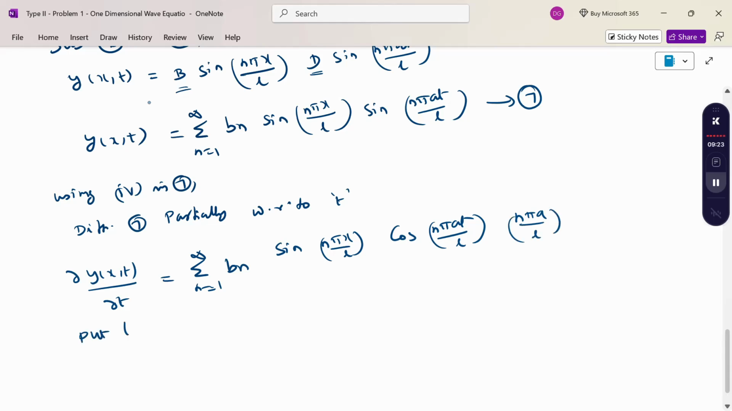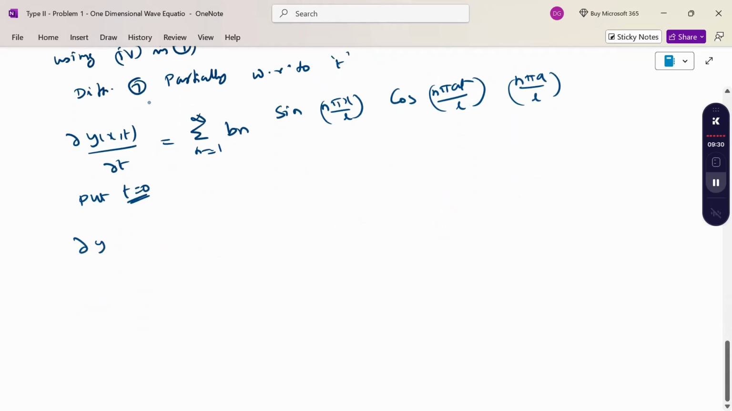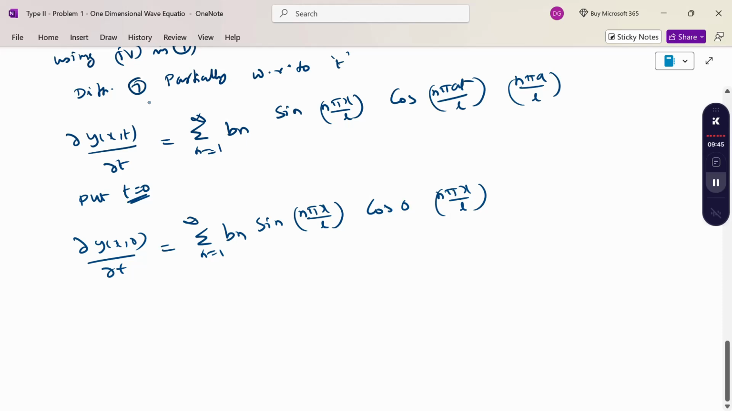Now put t equal to 0. Substituting t equal to 0, dy/dt equals the sum from n equals 1 to infinity of bn sin(n pi x by L) cos 0, times n pi a by L. For the left hand side, the initial non-zero velocity is v naught sin cube (pi x by L), equal to the sum from n equals 1 to infinity of bn (n pi a by L) sin(n pi x by L).